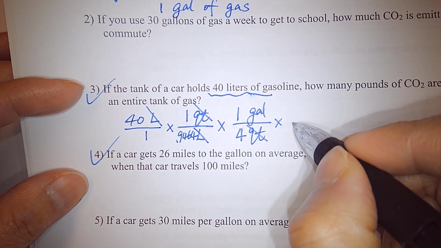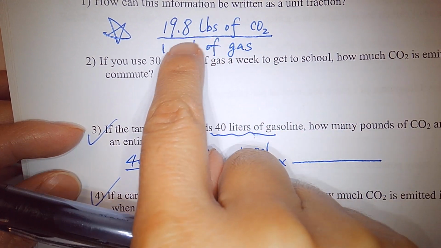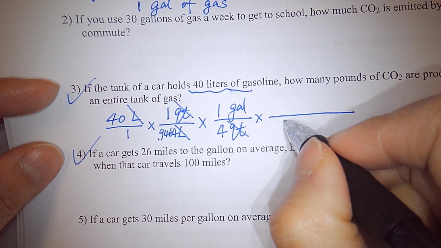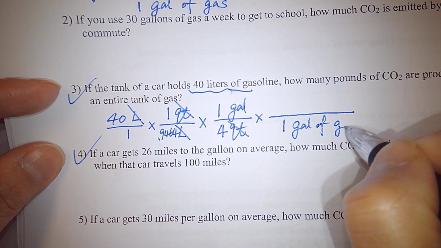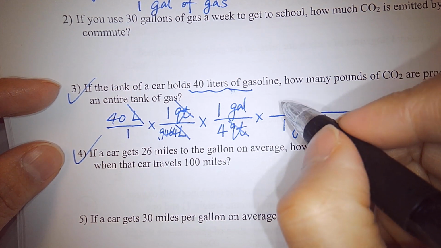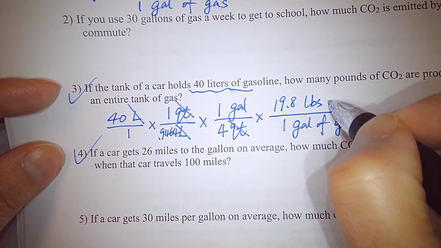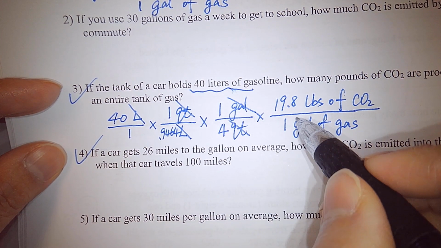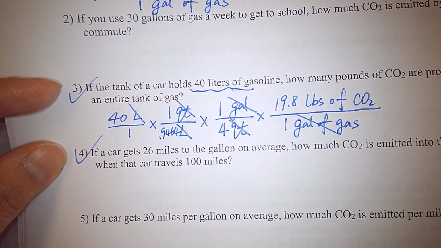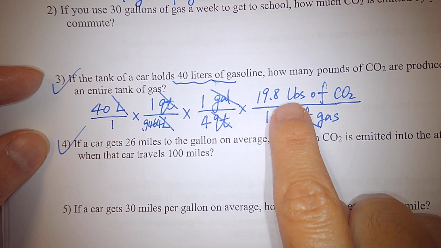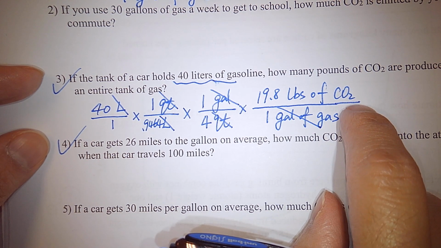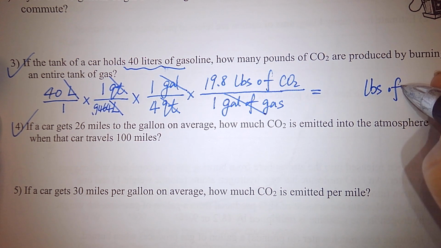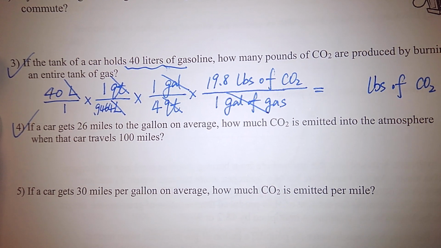In order to compute the pounds of CO2, what do we use, guys? Use this unit fraction, okay? 1 gallon of gas will produce what? 19.8 pounds of what? CO2, right? So this way you see the gallon and gallon is cancelled, right? Now we will only have what? Pounds of CO2 left, right? All right, so pounds of CO2, this is the unit we require or desire, okay?